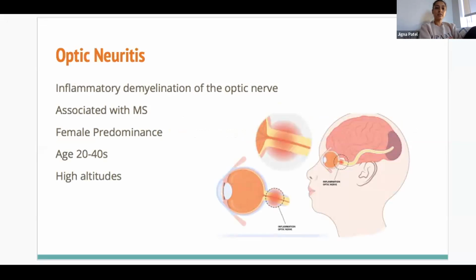There's a predominance in female and Caucasian populations, and also in the ages of 20 to 40, although it can occur in children. It's more prevalent in populations located at higher altitudes. There can be many causes for this. It can be idiopathic, but MS is probably the one that's most highly associated with this.